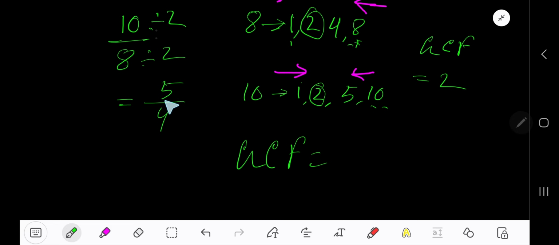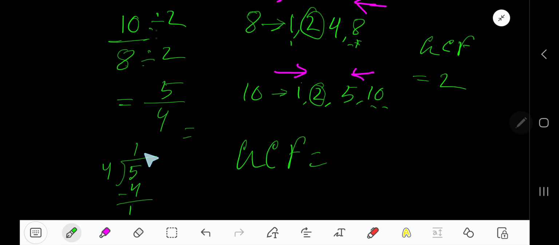But this is an improper fraction because numerator is greater than denominator. So we need to convert this improper fraction to mixed number. So divide this 5 by 4. 4 goes into 5 one time, 4, 4, subtract, 1.